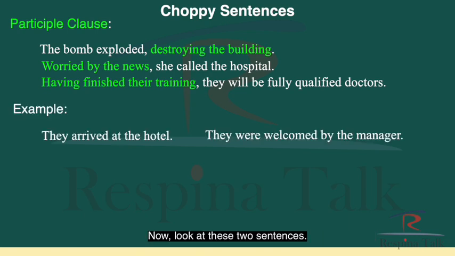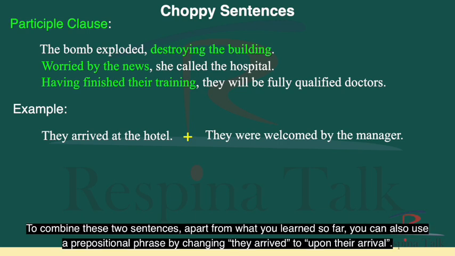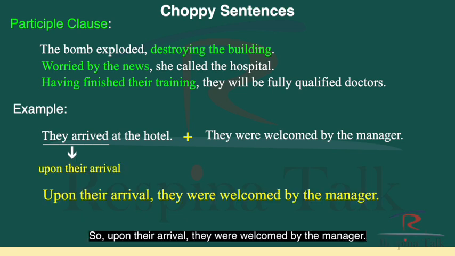Now look at these two sentences. They arrived at the hotel. They were welcomed by the manager. To combine these two sentences, apart from what you learned so far, you can also use a prepositional phrase by changing "they arrived" to "upon their arrival." So, upon their arrival, they were welcomed by the manager.